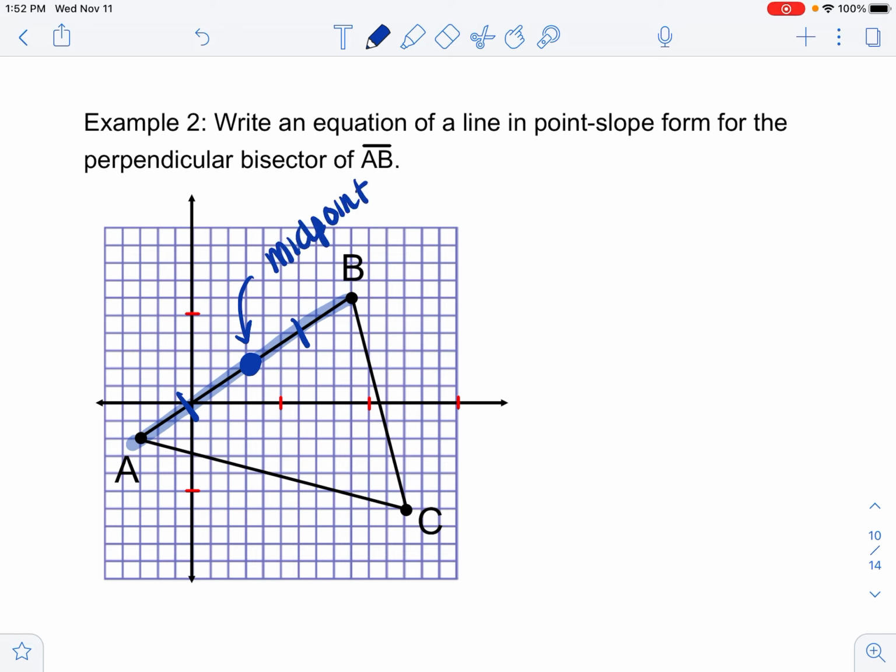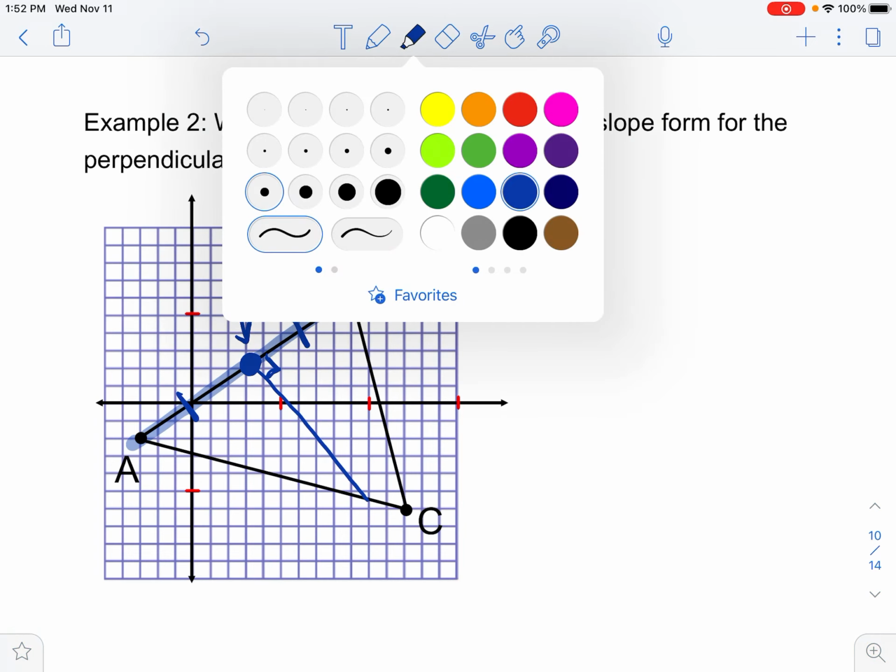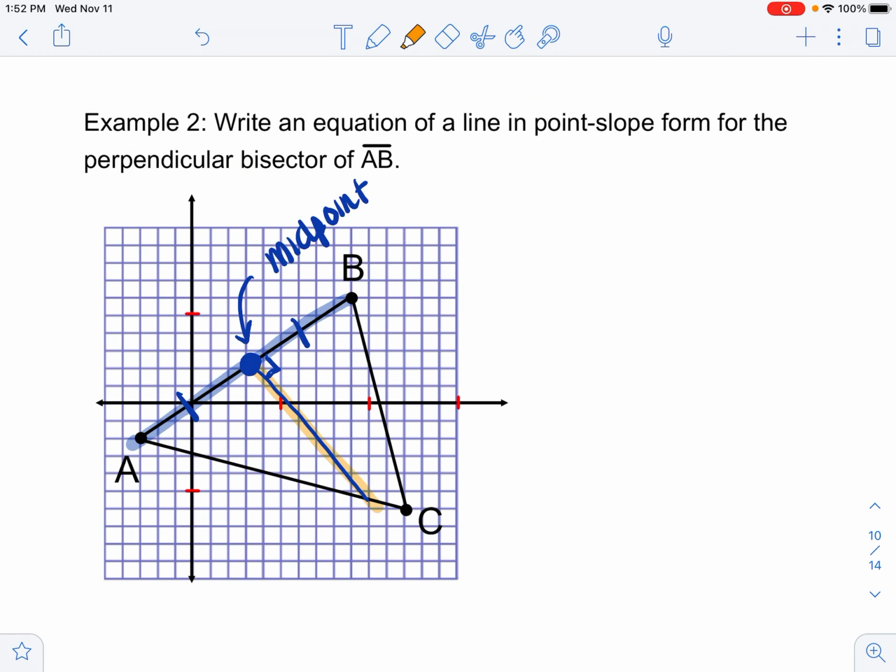And then I'm going to be perpendicular to that. So I'm going to come straight up, make the right line right there. And now I need to write the equation of my perpendicular bisector, this orange line right here, the highlighted orange line. So I need two things to write an equation of a line. I need a point. I need that midpoint. That is the midpoint of AB.